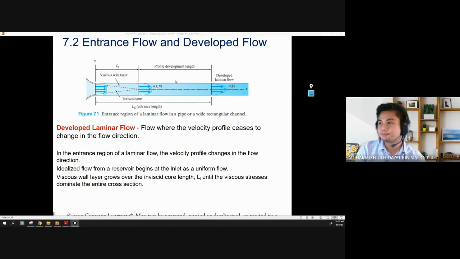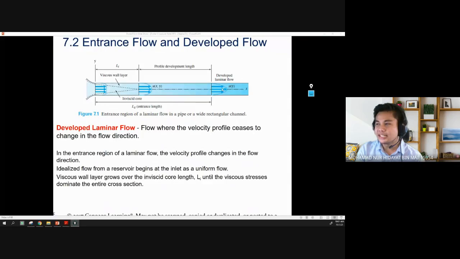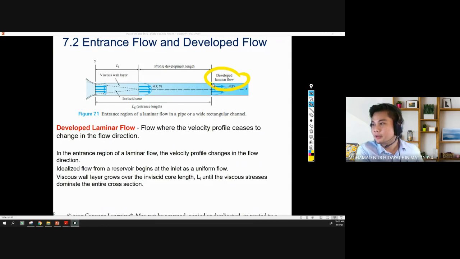So from here, you can see with this region, developed laminar flow, the velocity profile ceases to change, will not change anymore. The velocity profile does not want to change shape after the developed flow. You can see here, the velocity profile does not change, ceases to change.